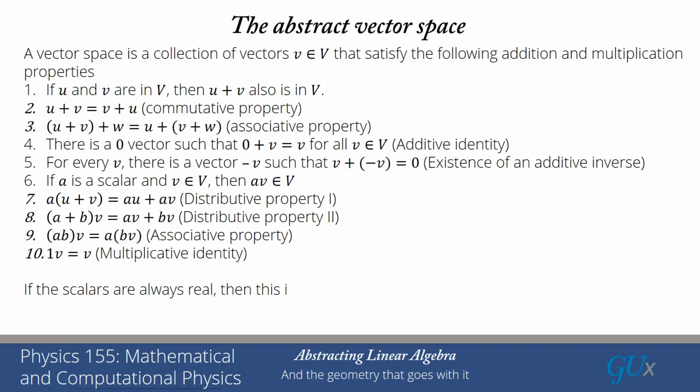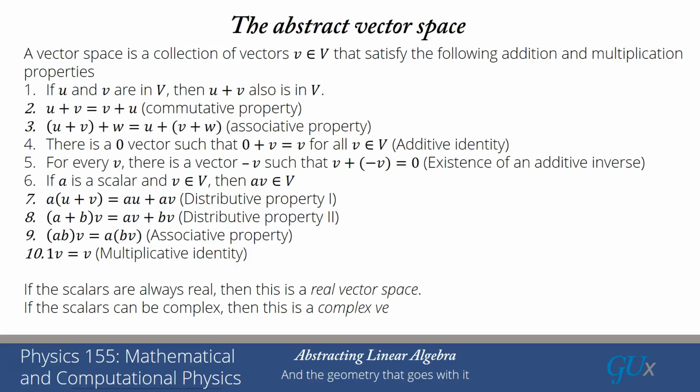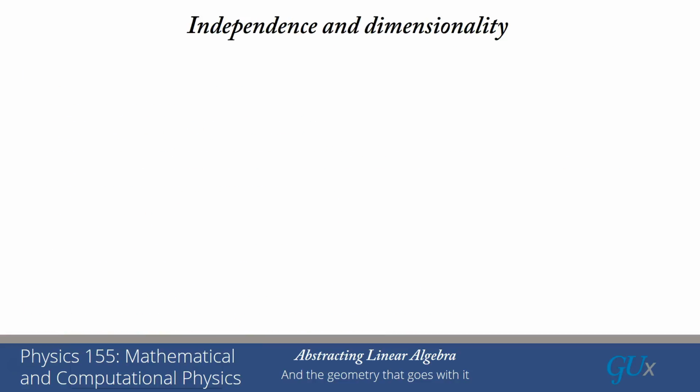So if these scalars, the a's and the b's that we were using, are always real, then we call it a real vector space. If the scalars can be complex, then we call this a complex vector space. And as an example, ordinary vectors in Rn will form a real vector space that has n dimensions to it. All right, so let's talk a little bit about independence and dimensionality.